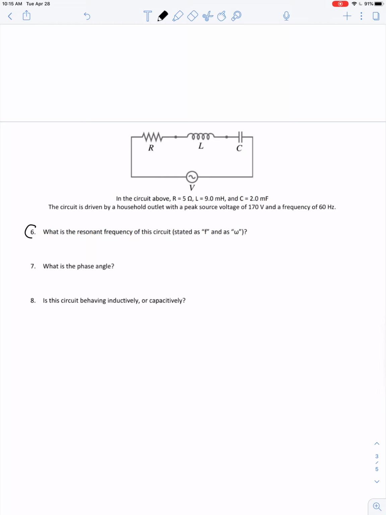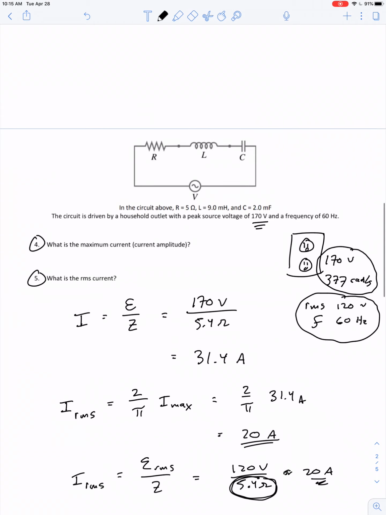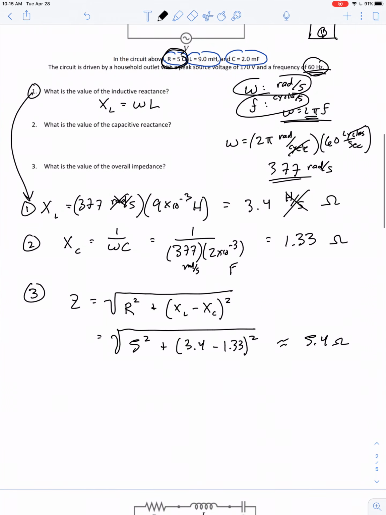Same circuit, same values. What's the resonant frequency? So this is definitely not in resonance. If we drive a circuit like this at 60 hertz, we find that the inductive reactance of 3.4 ohms is greater than the capacitor reactance. And if that's the case, then we know the frequency is higher than resonant frequency, because with a greater reactance for the inductor, you're going to have a greater maximum voltage across the inductor.